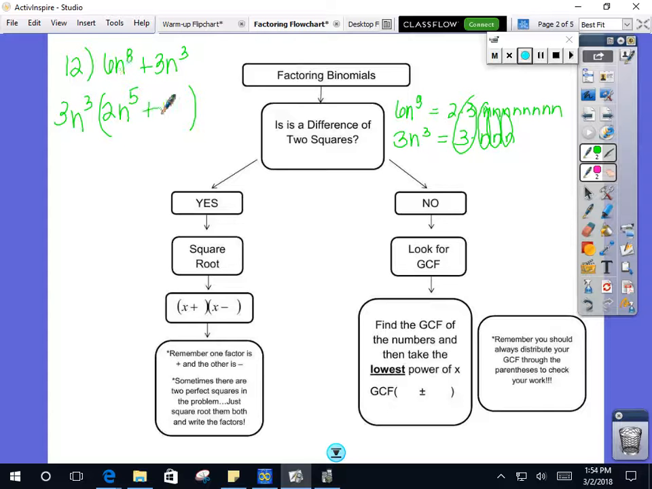And then look, there was nothing left uncircled here, so what do you fill it with? Think about it. 3n cubed times what would give you 3n cubed? 1. I know, but I wanted everybody to understand why. Okay, you are now going to work on the back by yourself until I say switch out.